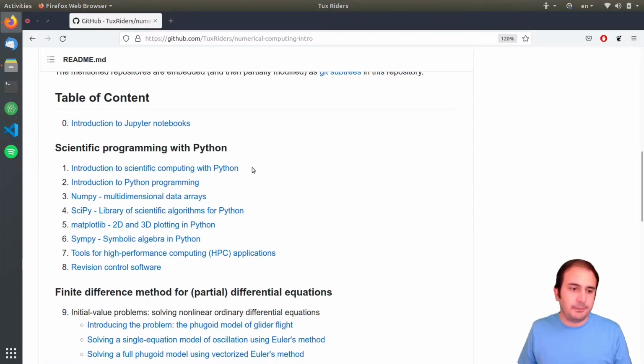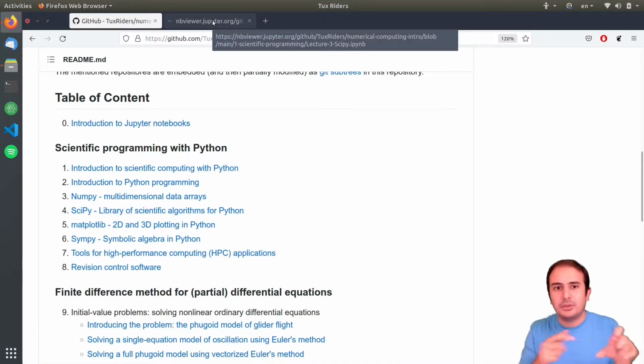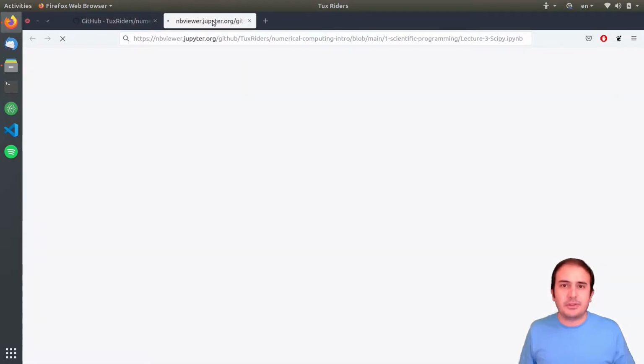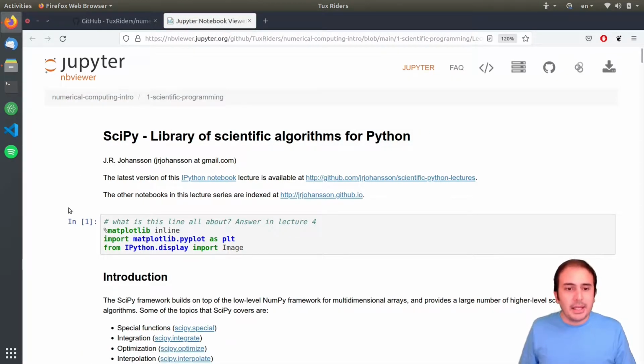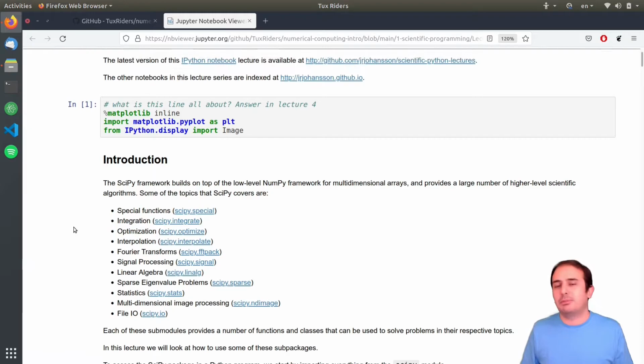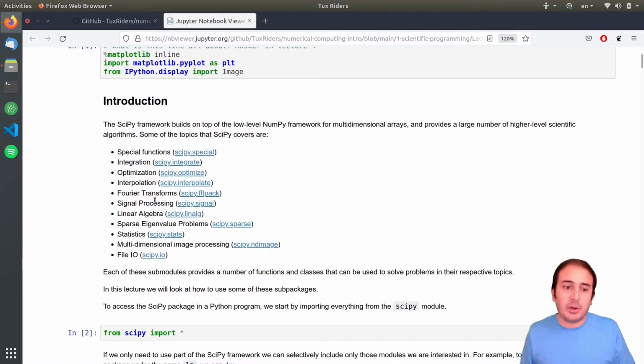So SciPy, this notebook. You can find a link to this repository in the description of this video. SciPy is a very diverse, very big library for scientific computing for different domains. You can see some of them here, which are also the different titles of this notebook, but it's much more. Here is a very short and fast introduction to that.